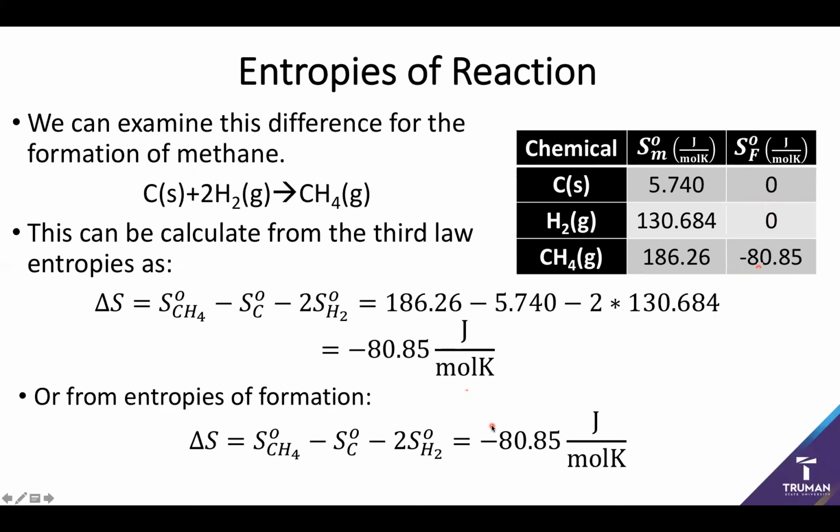But where you have to really make sure to watch out is that you don't mix and match. For example, if you find the entropy of formation for methane in one source, but the molar entropies of hydrogen and carbon in another source, you can get yourself into some real serious trouble.